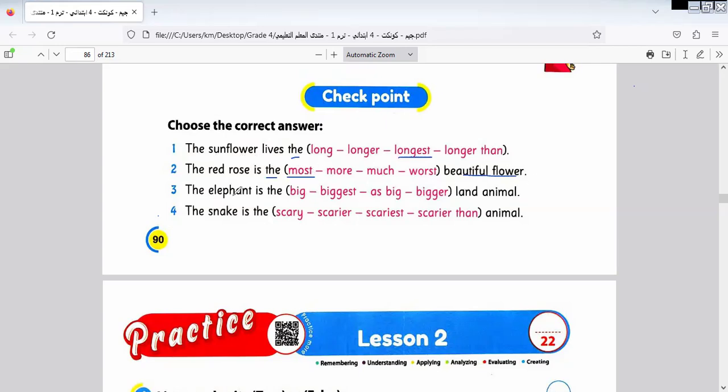Here we have: the elephant is the biggest, as we know from the example. It's not difficult. The snake is the scariest animal. Why? Because we have the and we add est to the adjective. Let's answer the questions related to lesson 2 together to know more about this lesson.